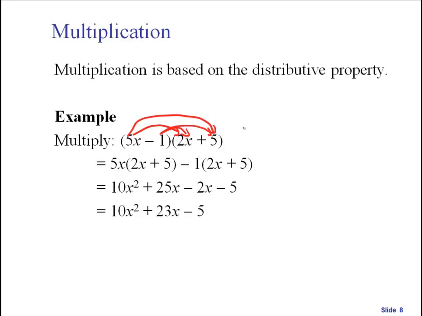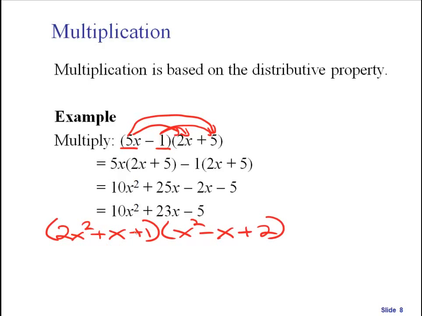I just tell my students, you know what? Just start at the beginning and multiply it through, move to your next term, multiply it through. Because what happens when I give you something like this? 2x squared plus x plus 1 times x squared minus x plus 2. And now you have to quote unquote foil it. Well, foiling doesn't work because I no longer have 2 and 2. So just be systematic, right?